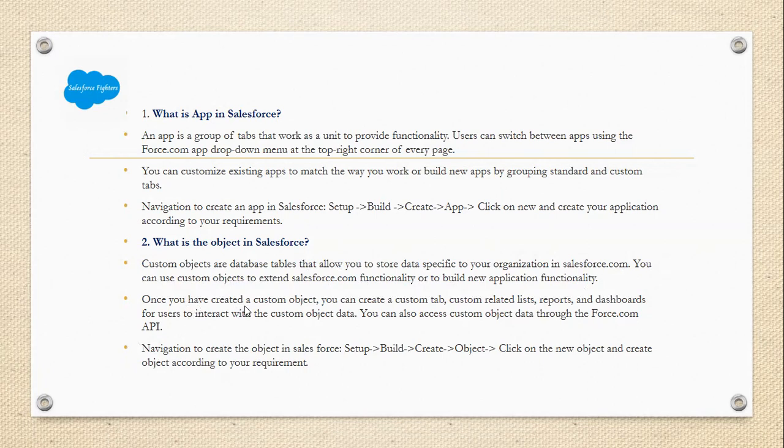Once you have created a custom object, you can create custom tabs, custom related lists, reports, and dashboards for users to interact with the custom object data. You can also access custom object data through the Force.com API. Navigation to create the object in Salesforce.com: Setup, Build, Create, Object. Click on New Object and create the object according to your requirement.